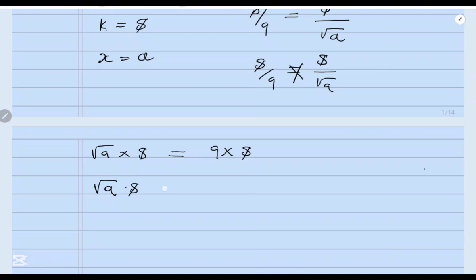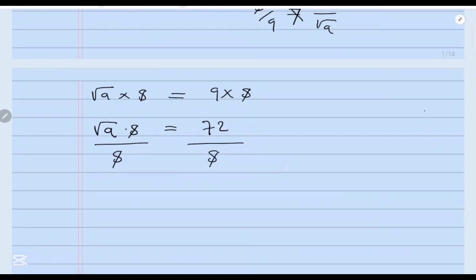Don't mix them. We want to have the right part as 9 multiplied by 8, which is 72. Then divide by 8, so this 8 and this 8 will go. We remain with root of a equal to 72 divided by 8. Our answer is 9.